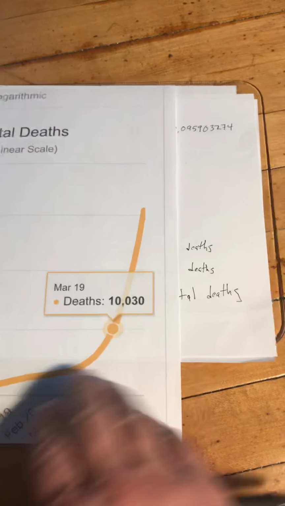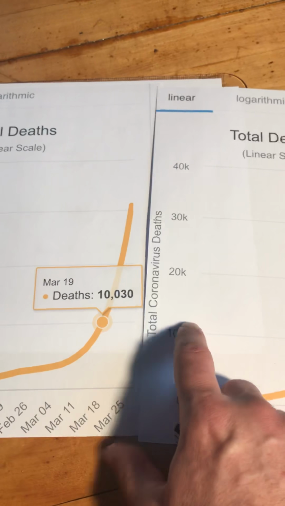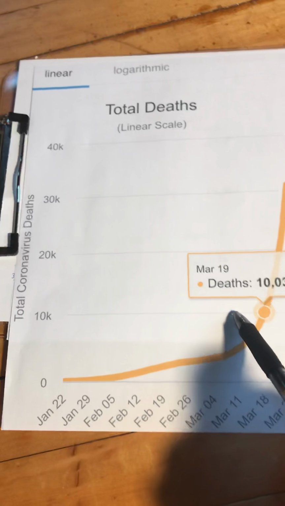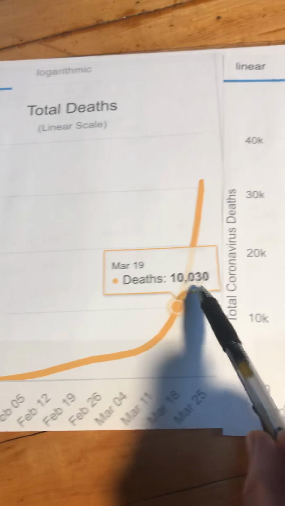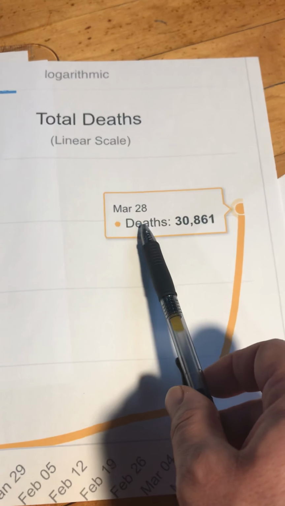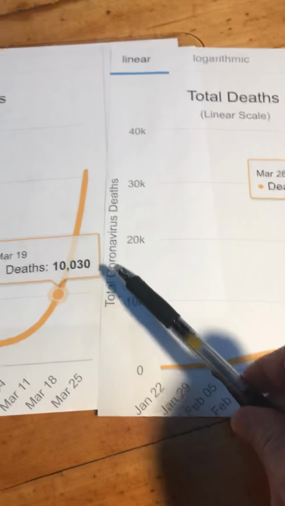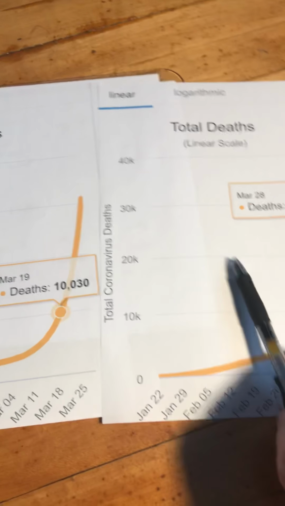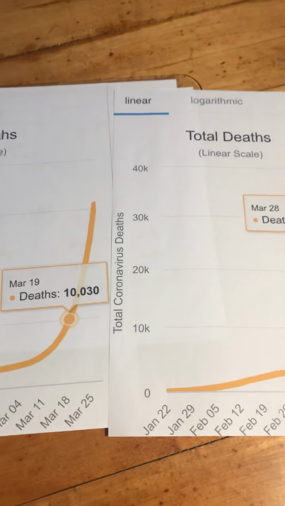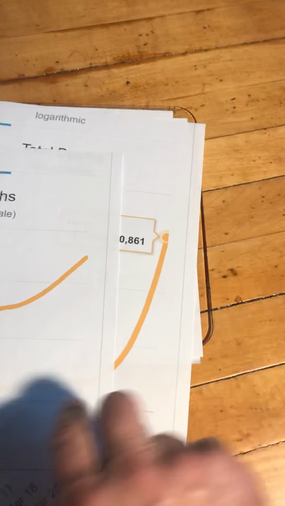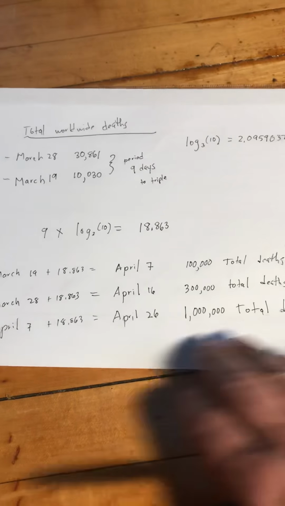Here I have identified the date where we had an intercept at 10,000, and that's March 19th, and conveniently an intercept at 30,000 at March 28th. So that's a tripling in 9 days. So it's very convenient, and that is along this straight part of the curve. So from that, I was able to do this little derivation.